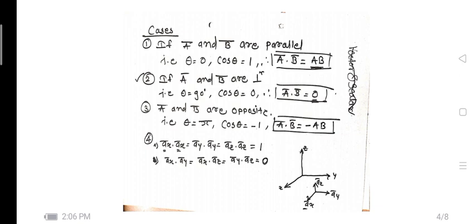Next is the dot product between different unit vectors. So a bar x dot a bar y is equal to a bar x dot a bar z is equal to a bar y dot a bar z is equal to 0. Reason is these vectors are perpendicular to each other. While taking dot product, we know that if theta is equal to 90 degrees, then cos theta is 0, and hence the dot product results in 0. So answer is 0.